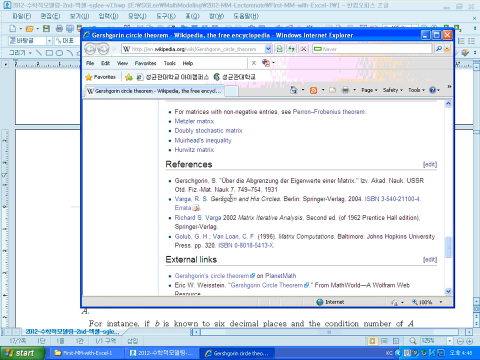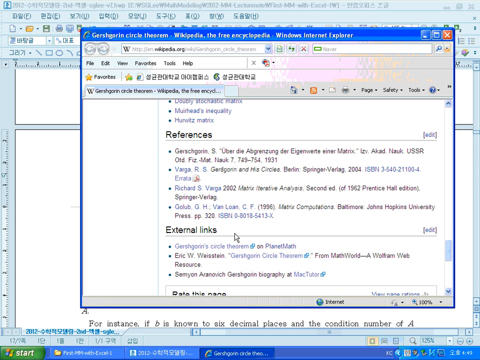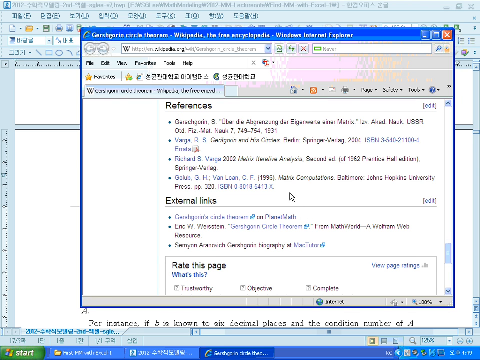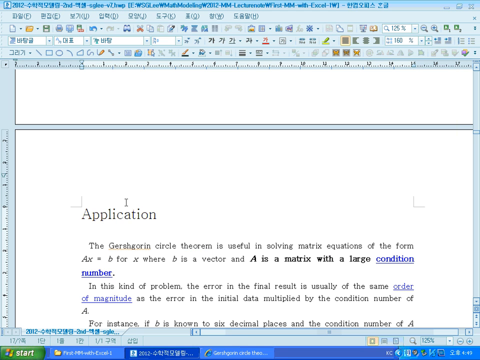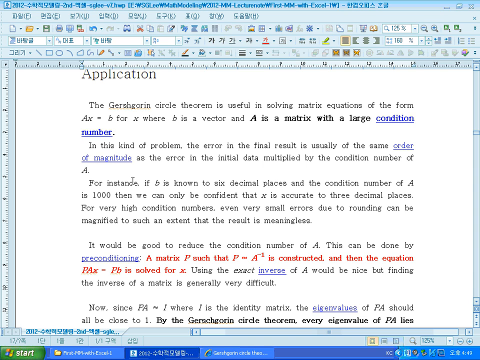Okay, we can go further, and there are some references. Gershgorin's paper in 1931, and other related works by Richard Varga and Gene Golub and many others. This Gershgorin circle theorem gave a whole new area of research on the location of eigenvalues.